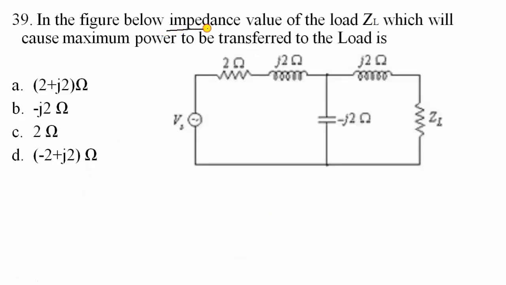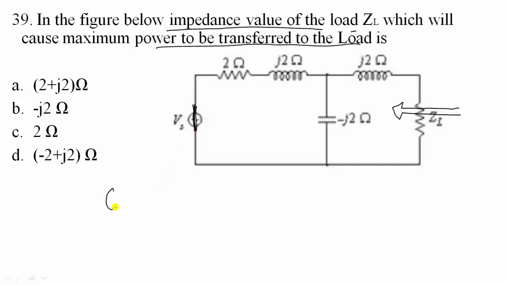39th question, in the figure that is shown below, what is the value of ZL which will cause maximum power to be transferred to the load? So if you want to find the maximum power that is transferred to the load, look at the impedance from this end and you open this ZL. Now when you are looking at the impedance at this end, all the voltage sources need to be treated as a short circuit and all the current sources need to be treated as an open circuit.